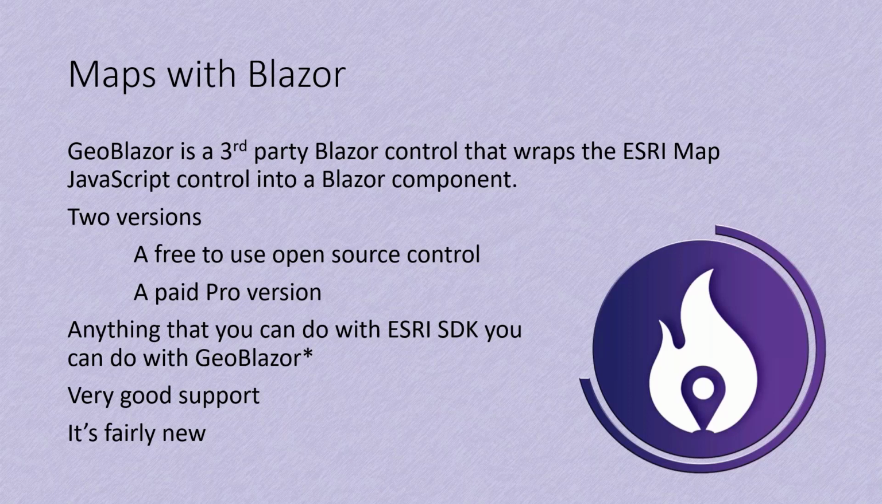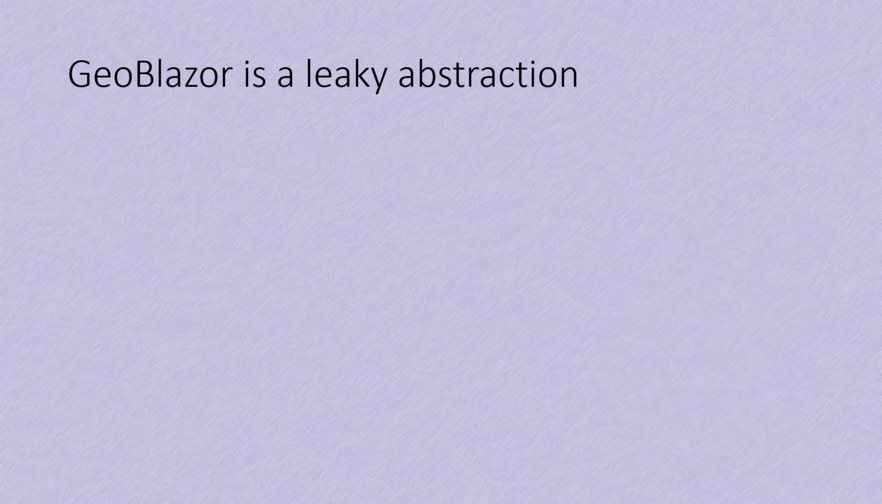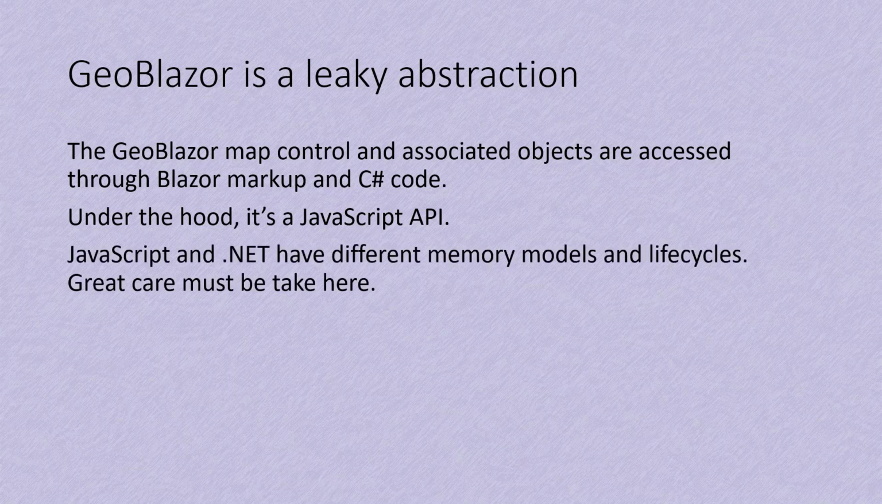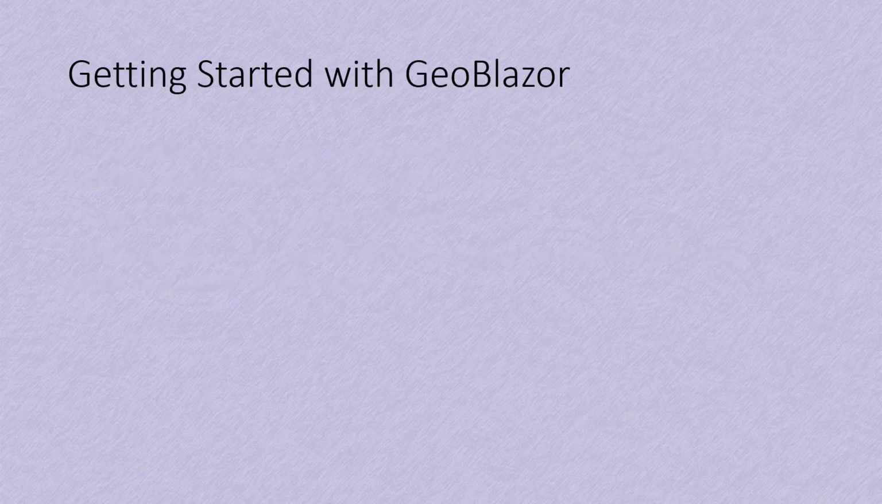But they were fairly responsive and everything was addressed. So GeoBlazor is a leaky abstraction. The map control and associated objects are accessed through Blazor markup and C# code. Under the hood, it's a JavaScript API. JavaScript and .NET have different memory models and life cycles. You want to be careful if there's a certain amount of overhead that goes back and forth between them. So if you can do everything on the C# side and not have to touch the JavaScript side, there's just less stuff to go wrong, and it's usually a little more efficient.